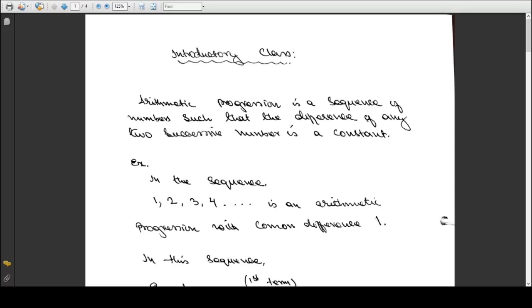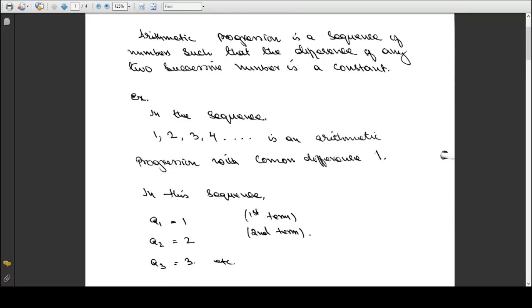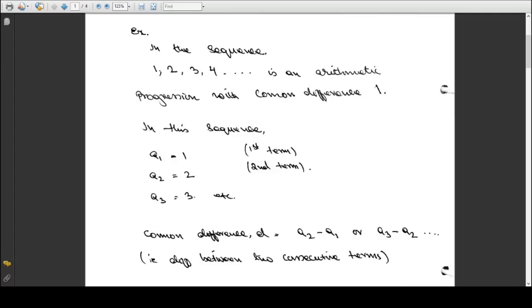Now here the first term is 1, second term is 2, third term is 3, fourth term is 4, fifth term is 5, sixth term is 6, and so on. These are the terms of the progression. Now, what is the common difference? The common difference is the difference between any consecutive terms.